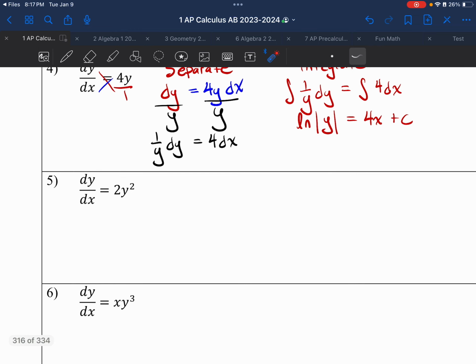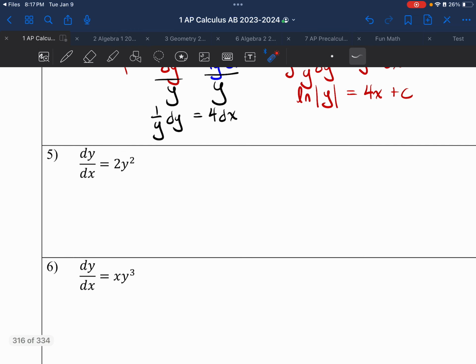So moving on to number 5. Again, we do not have a fraction, so let's make it into a fraction. Cross multiplying for our separate, and I get 1 dy, which is just dy. Cross multiplying the other direction gives me a 2y squared dx.